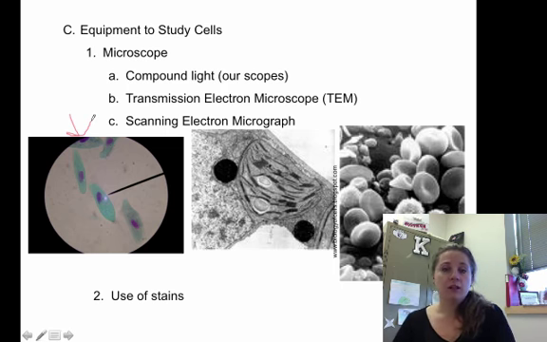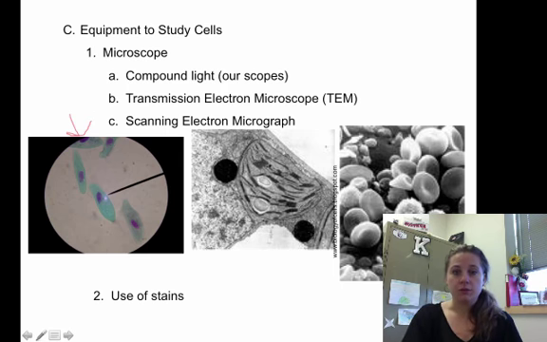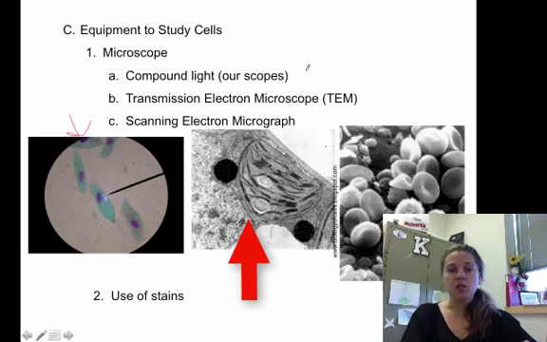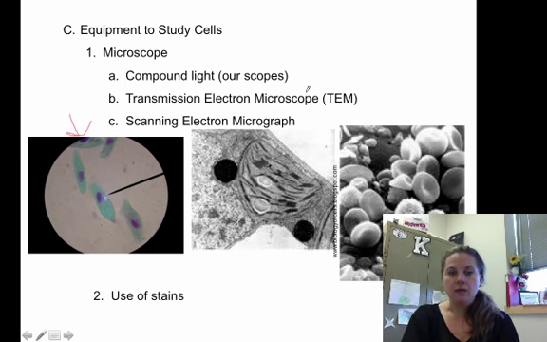Then we have transmission electron microscopes and scanning electron microscopes. A TEM is a type of microscope that sends electrons at the image, and when it bounces back, you get a picture of what you're seeing. The TEM created this one right here, and it's extraordinarily high magnification. I'm talking like hundreds of thousands times magnification. It also sends back pretty incredible detail. So we can see structures that we can't see with our microscope. For example, things like this one right here. This is a chloroplast, and we can see the insides of a chloroplast with a TEM.